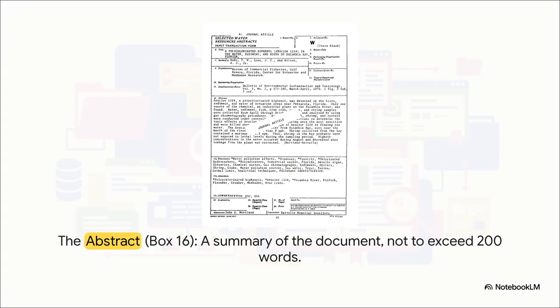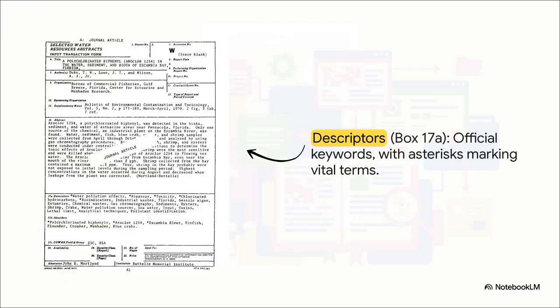Right here, in box 16, that's the abstract. It's summarizing a study on a pollutant in Escambia Bay, Florida. And notice the rule, not to exceed 200 words. This forces the writer to be concise and specific, just like those qualities we talked about.